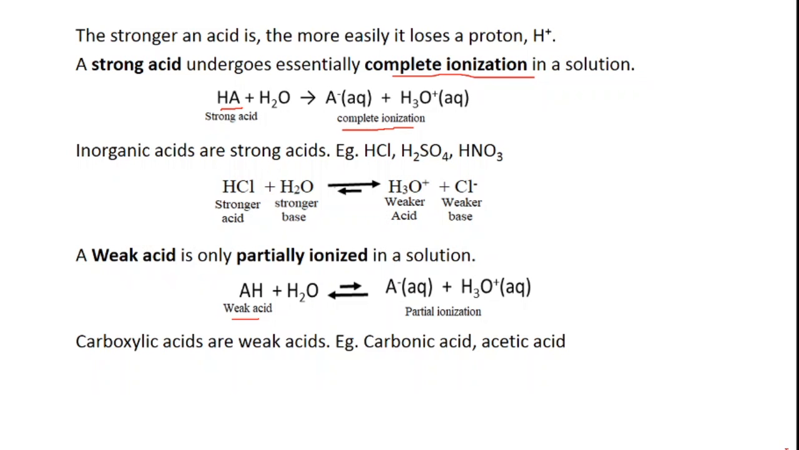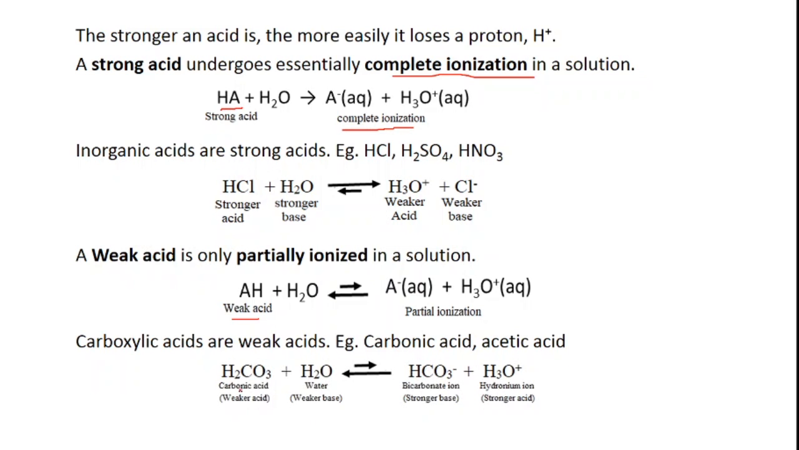For example, carboxylic acids are weak acids. Examples are carbonic acid, acetic acid, and many other organic acids. If we consider the reaction of carbonic acid with water to form bicarbonate ion and hydronium ion, the carbonic acid dissociates slightly, partially in water, so it is considered a weak acid.